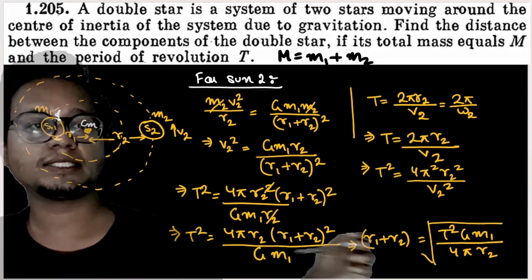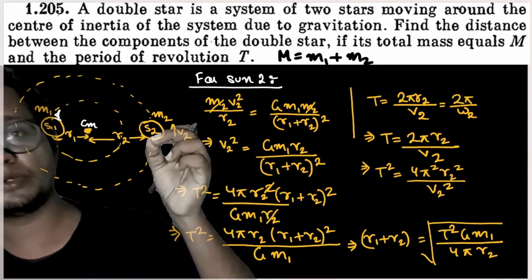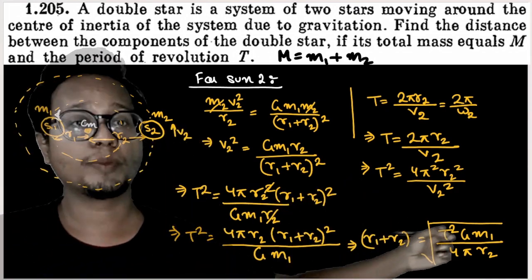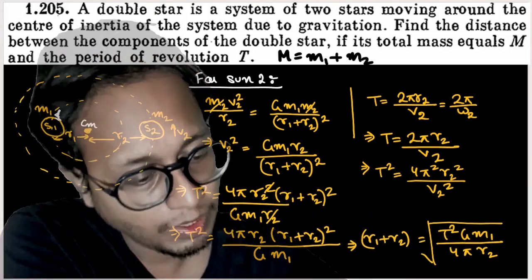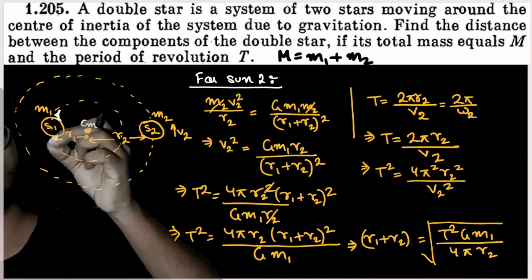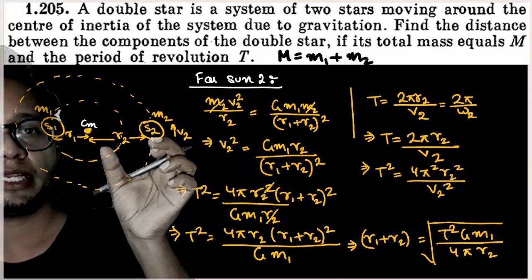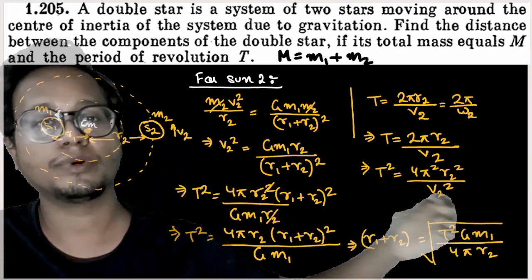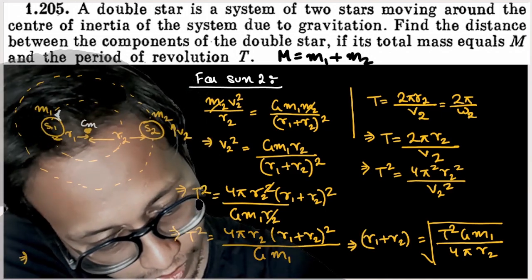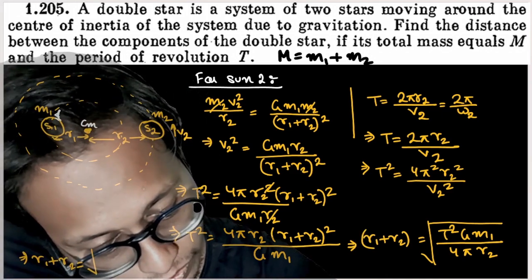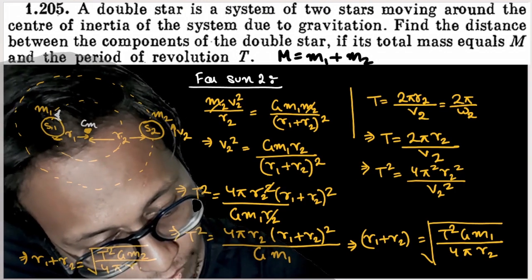Similarly, here T square is nothing but the time period of sun 2, and the time period of sun 1 would be the same. Here it is given T square G M1, where M1 is the mass of sun 1, divided by 4 pi into R2, and R2 is the radius of sun 2. You can also write this formula as T square G M2, that means I'm writing in terms of mass 2, divided by 4 pi R1. Or R1 plus R2 is equal to T square G M2 divided by 4 pi R1.